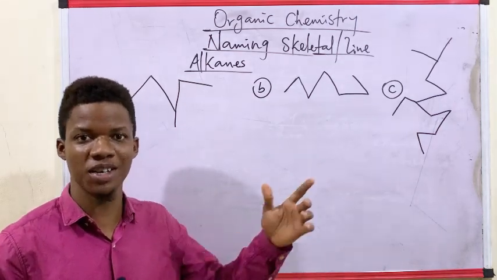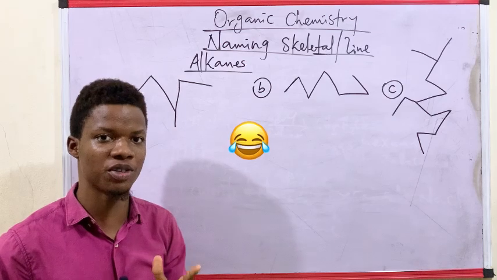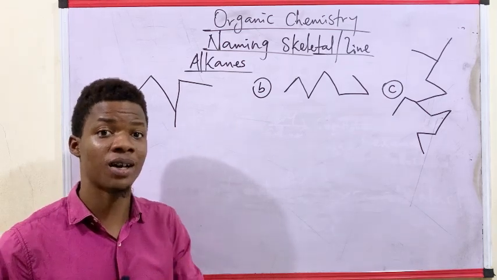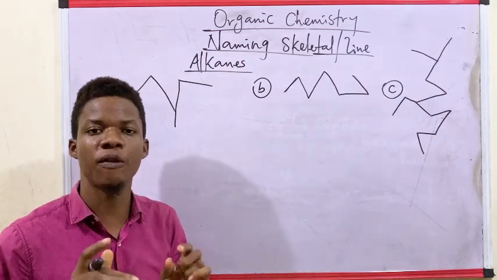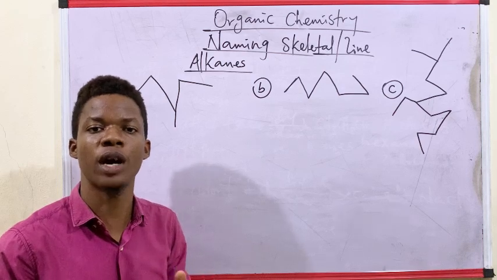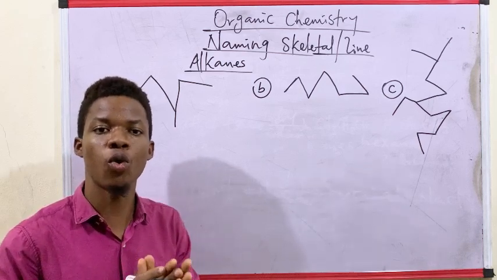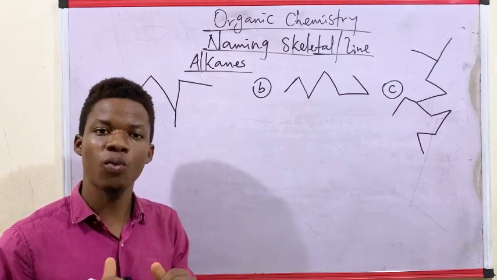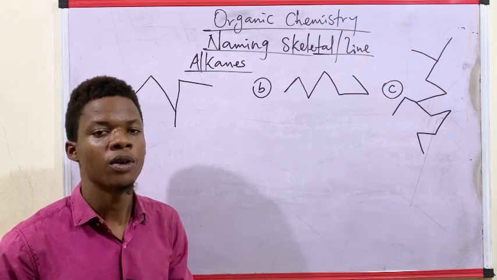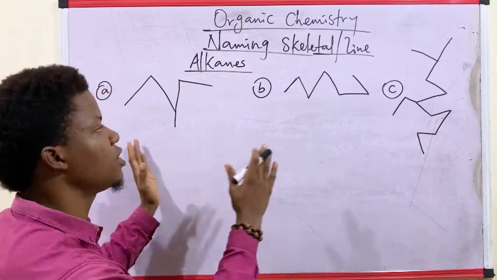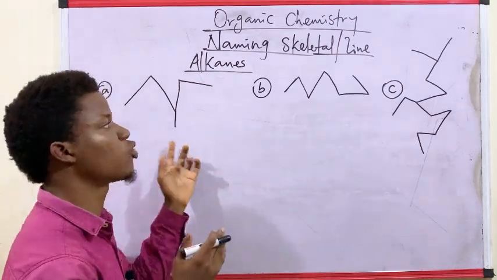I know you have just seen option C now. You're already going to say, what's this, what's this? Calm down. It is very easy. Meanwhile, if you have not seen my introductory video on how to name alkanes, please go back and watch that video very well. All right, now let's talk about this other alkane that is drawn like this.